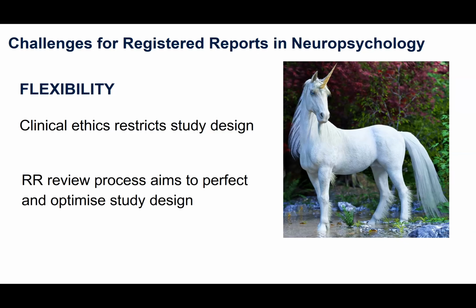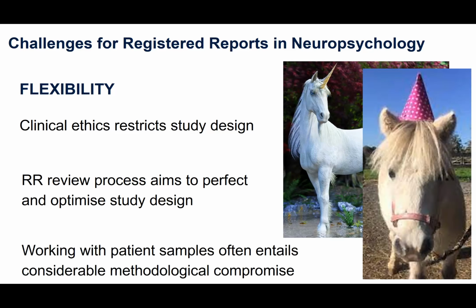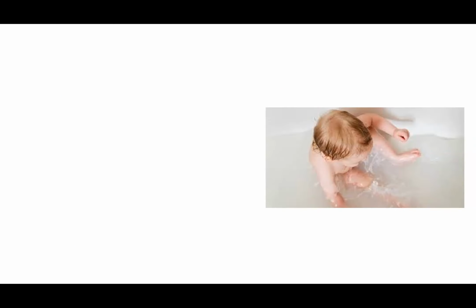So for those accustomed to registered reports in the context of normal samples, the stage one review process is often really one of trying to perfect and optimize the ideal study design. And you can be flexible and take into account the considerations raised by reviewers. But we know that working with patient samples often entails a really high degree of compromise. And you've got to strike a balance between the study that you might ideally like to run and what is practically achievable in context. So this triad of challenges of power, timescale, and flexibility creates a baby and bathwater dilemma.